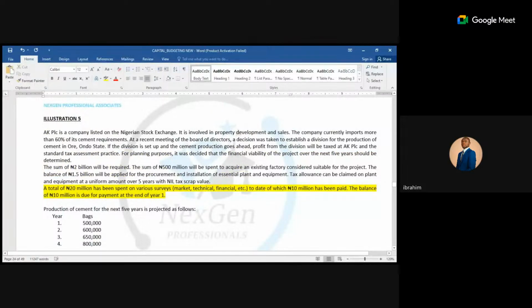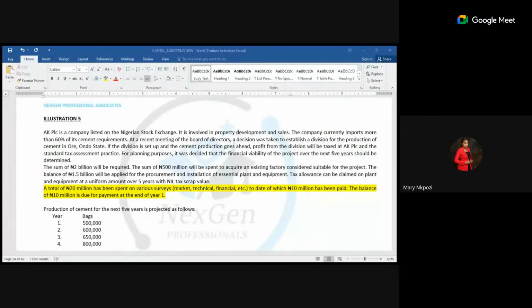Where do you want them to get the factory? I'm not saying it is not relevant. I want us to look at the breakdown so we can ascertain there is probably nothing wrong. I think there is 1.5 and 5. So 1.5 billion plus 500 million is 2.5 billion. 500 million will be acquired for the existing factory, suitable for the projects. Is that not so? There's nothing wrong. It is clear now. All right.